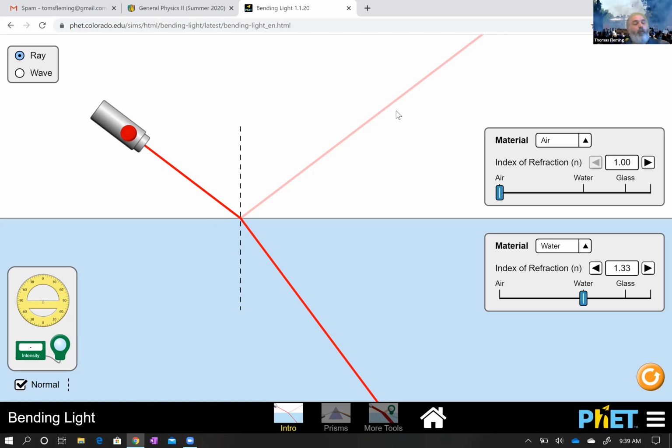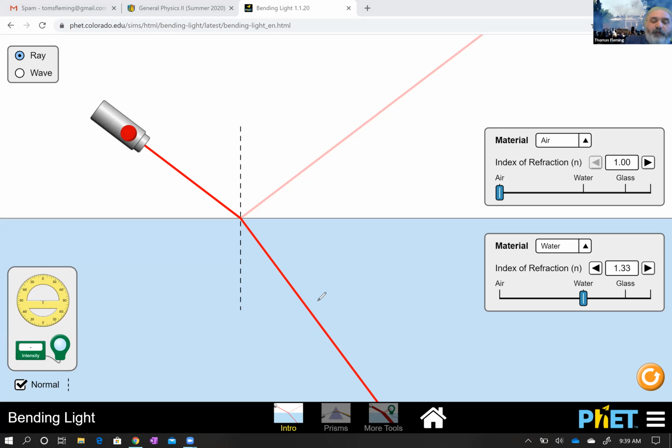So what we're going to do is call these two portions of my ray of light the reflected beam, and the one that enters the water but bends is the refracted beam. And for the time being, we're going to spend most of our time talking about the refracted beam. That's the more interesting one, and less on the reflected beam.